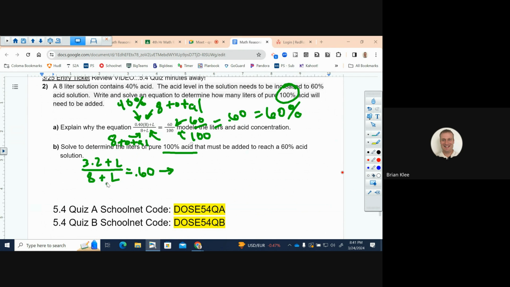Next step of work, I'm going to cross multiply, color code this real nicely for you. I'm going to cross multiply by the denominator. So the 3.2 plus L is going to stay put on the left side of the equal sign. 0.60 is going to stay put on the right side of the equal sign, and we're going to cross multiply by the denominator, the 8 plus L.